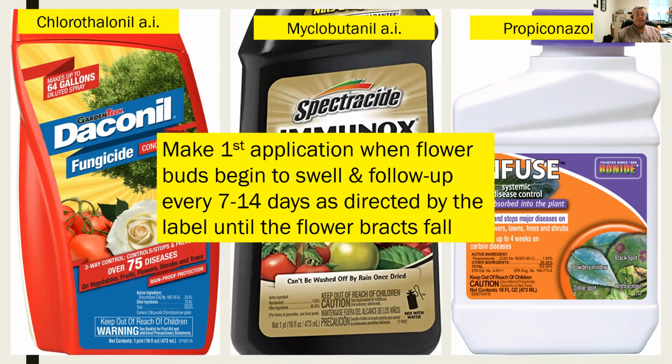But the first application has to be made when the flower buds begin to swell in the spring of the year, and then follow up with repeated applications every 7 to 14 days as directed by the product label until the flower bracts all fall off. Like I said earlier, fortunately, this disease doesn't really have a big impact on the overall health of the tree. It just has more of an impact on the appearance. So even if a fungicide application is not made in time to control the disease, the overall health of the tree should not be impacted too much by that.